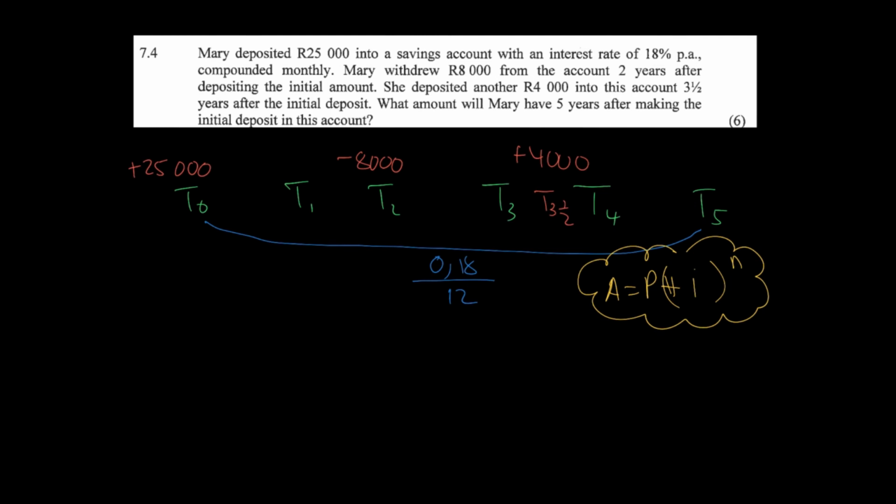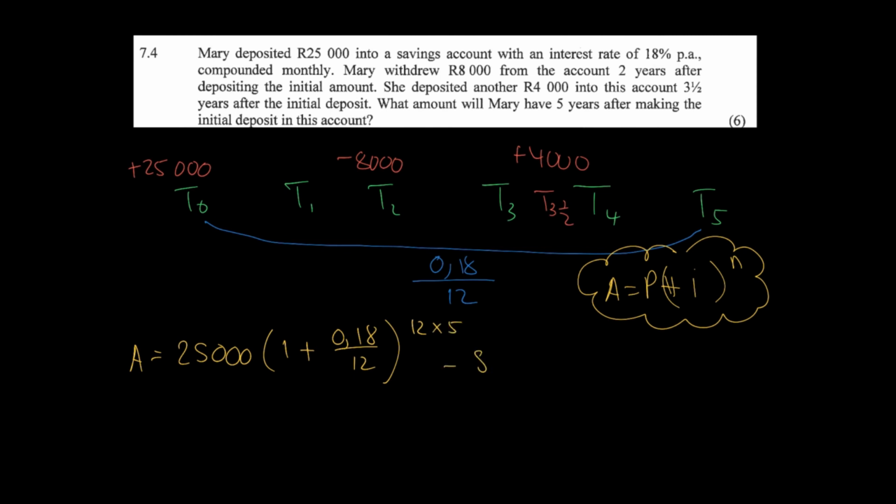Okay, so setting this out as follows. A equals the 25,000 Rand she initially deposits. It grows at an interest rate of 18% per annum, compounded monthly, for the entire period. So from the time that it is deposited at T0 all the way through to the end. Okay, so that means if it's being compounded monthly and it's in the account for 5 years, we would write to the power of 60, 12 times 5.